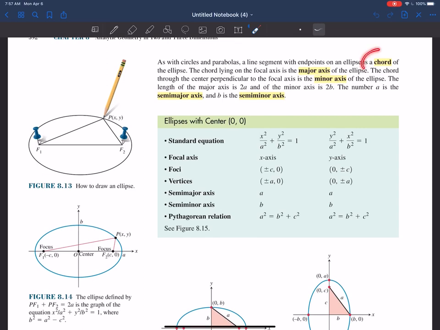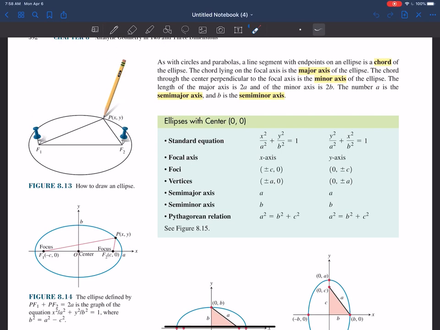First one, we're talking about the chord. The definition of a chord is going to be the same one as the one for a circle. You're going to have a line segment that starts at one end point of the ellipse and then ends in another one. There's two special chords. The first chord is called the major axis, and it's going to be the longest one out of all the chords. The second one is going to be the minor axis, and it's going to be the shortest one.